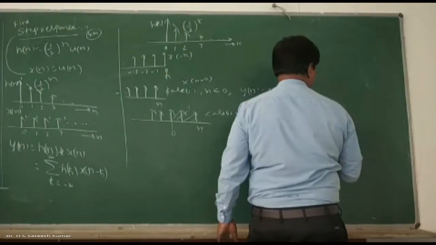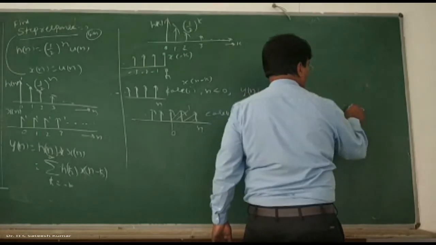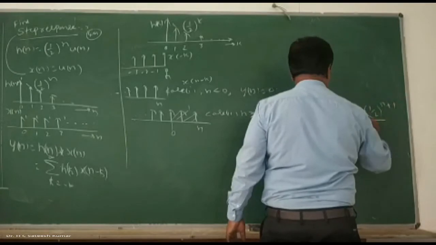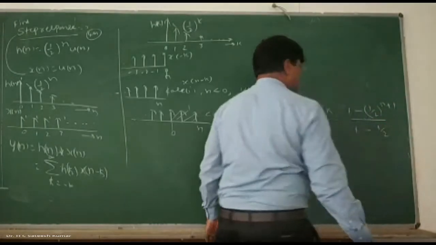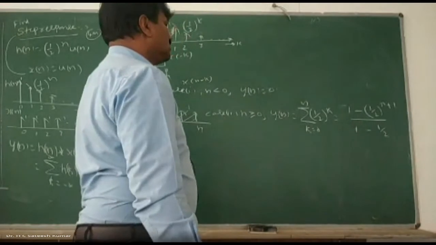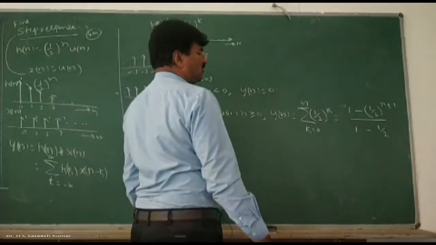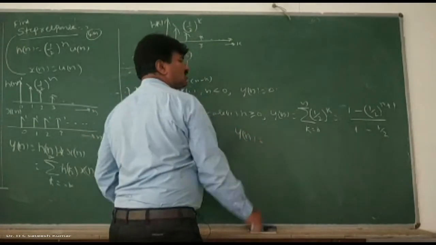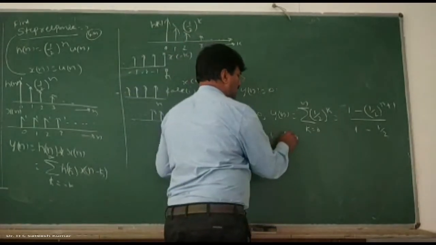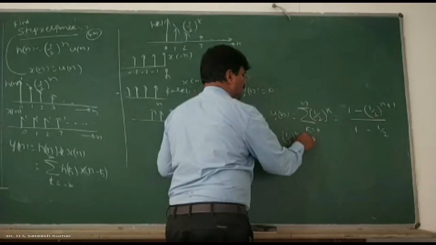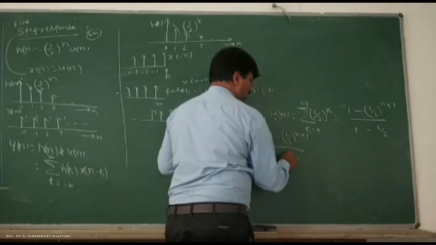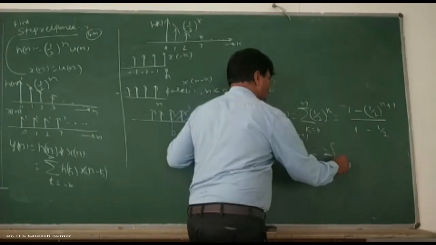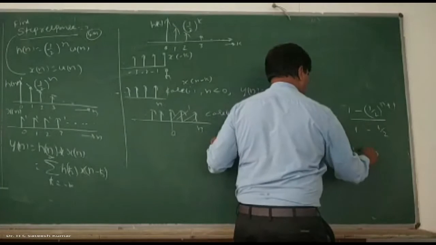What is the formula? The sum of a power k up to n is 1 minus a power n plus 1 divided by 1 minus a. So therefore, y of n is equal to 1 minus half to the power of n plus 1 divided by 1 minus half, which is half. This half, the 2 will go to the numerator: 2 into 1 minus half to the power of n plus 1.